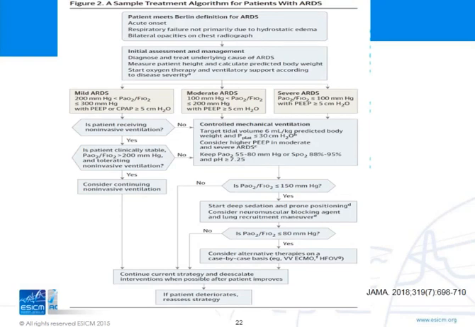I think that part of this will be discussed in the case discussion later on, so I will stop here and leave the podium to Giacomo, who is going to present to you the effects of mechanical ventilation on these conditions. Thank you for your attention.